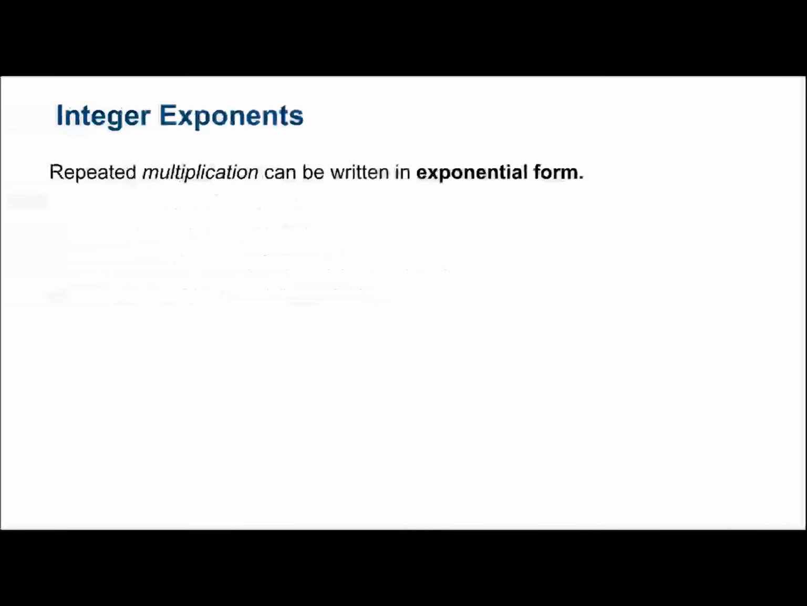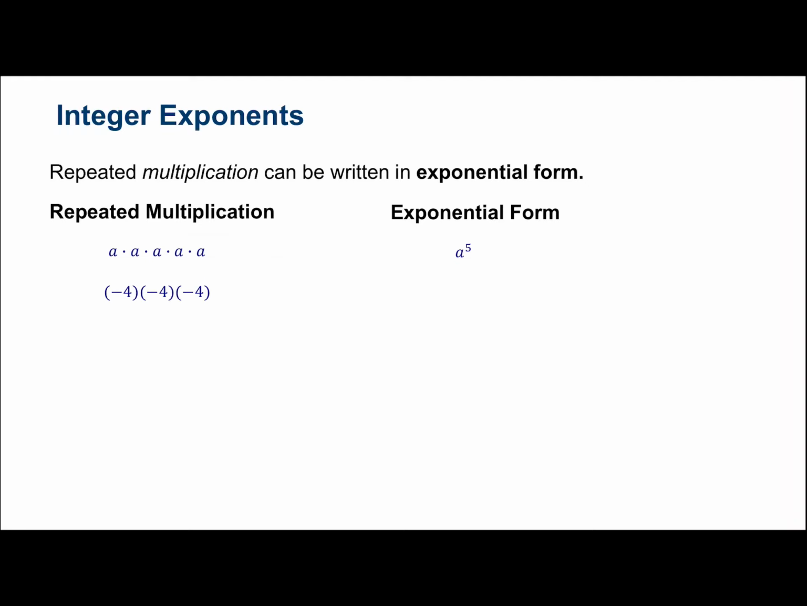If we start with integer exponents, we are going to look at the difference between writing something as repeated multiplication or in exponential form. Hopefully all of this that we do today is review, but I know it's been a while since we've done math, so let's look at what's happening. Repeated multiplication means we actually write something out, for example, a times a times a times a times a. But we can write it simply in exponential form. We multiplied a 5 times, so that's the same as a to the 5th.